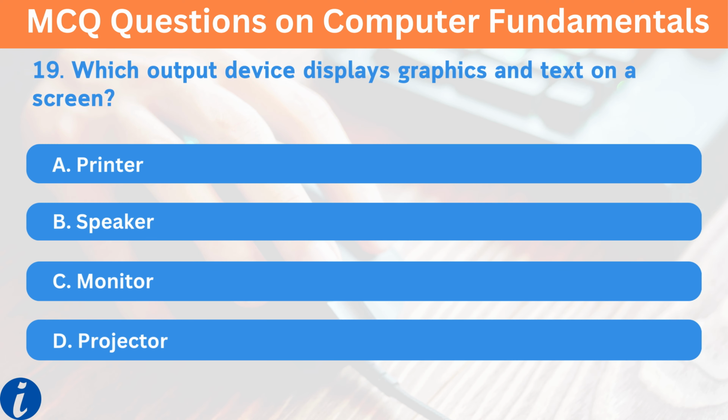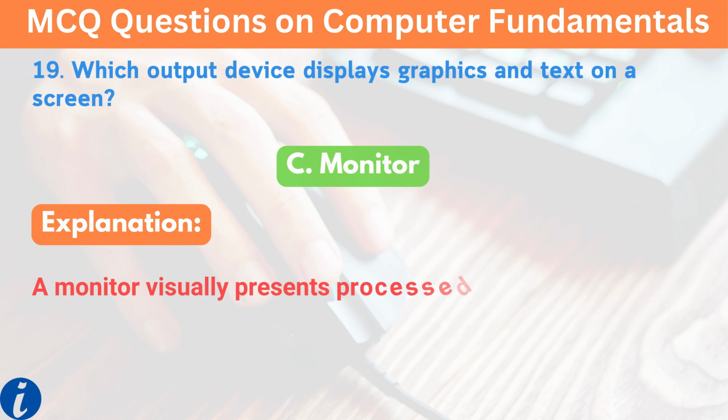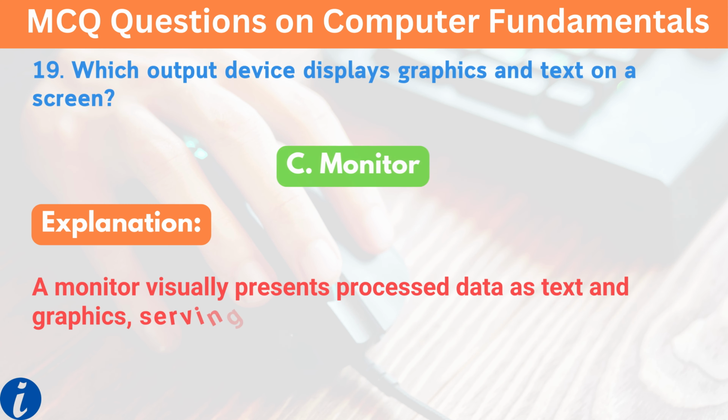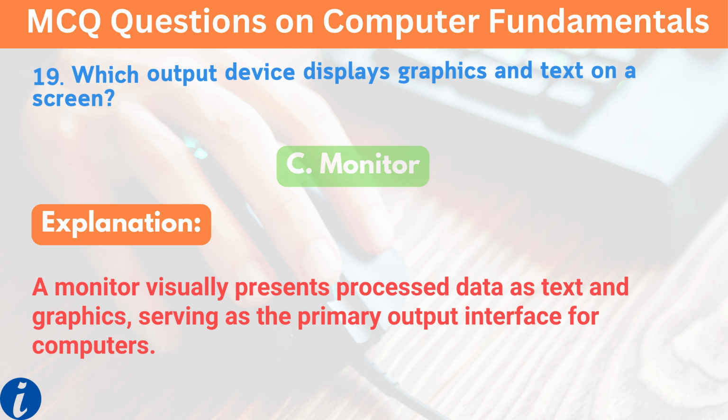19. Which output device displays graphics and text on a screen? A. Printer. B. Speaker. C. Monitor. D. Projector. The correct answer is C. Monitor. Explanation: a monitor visually presents processed data as text and graphics, serving as the primary output interface for computers.